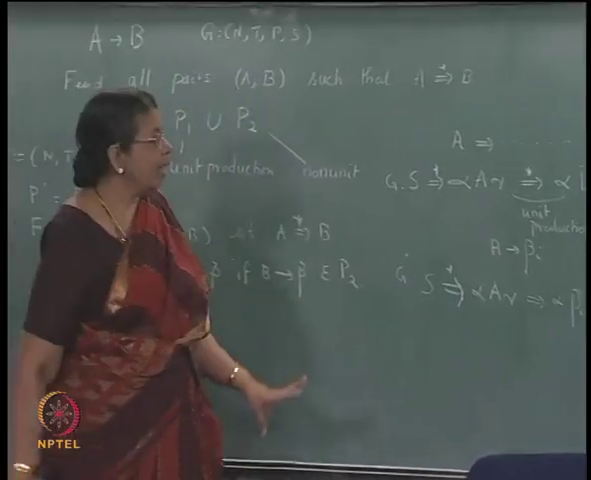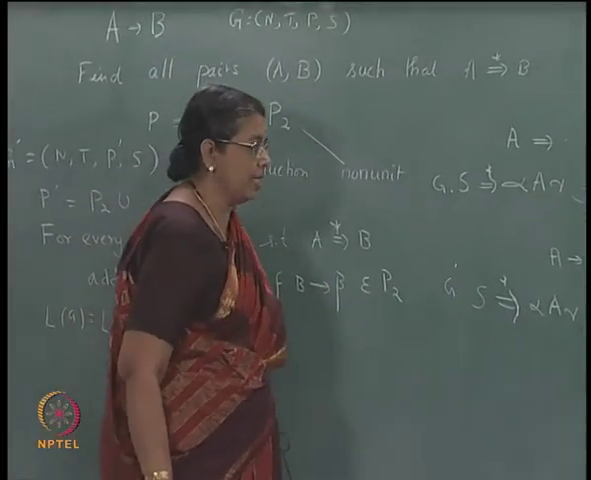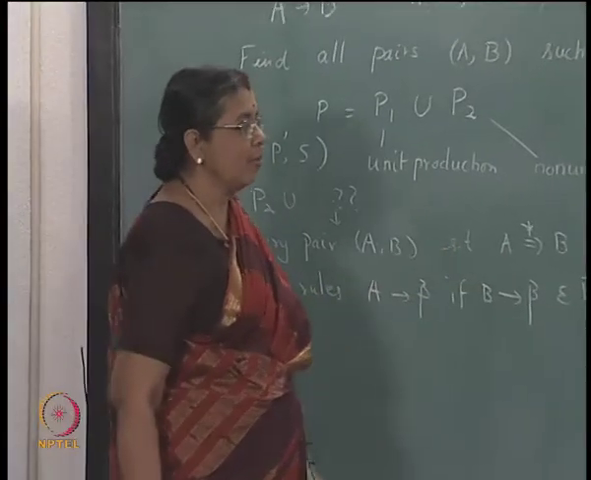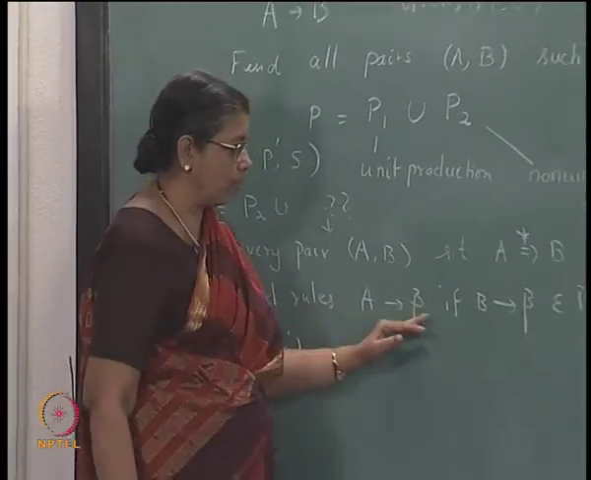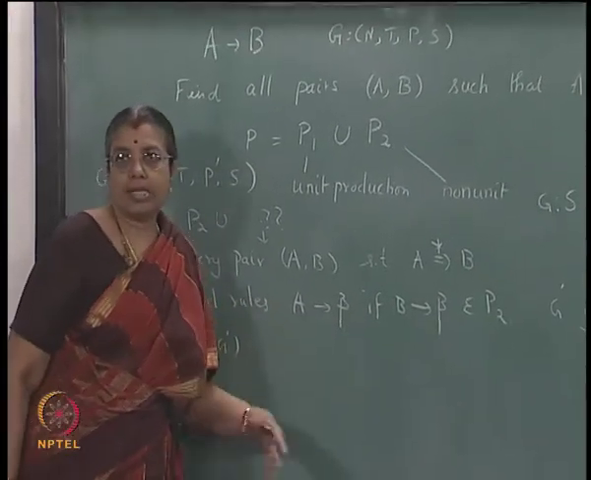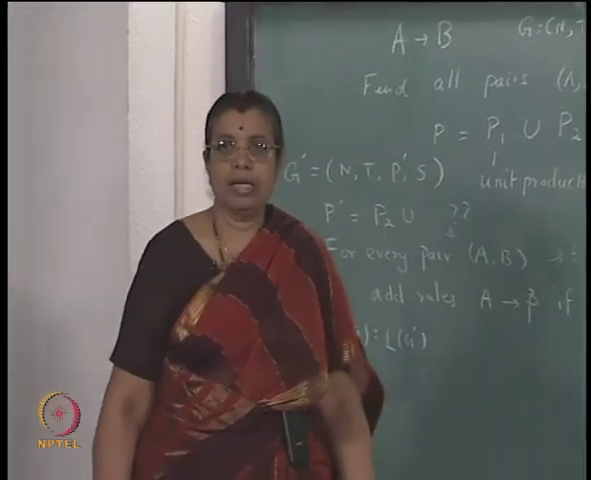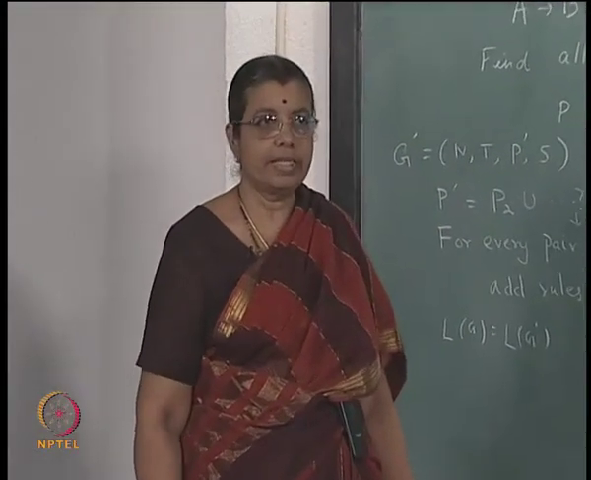Okay. So, by removing the unit productions and adding the rules of the form A goes to beta, the resultant language is not changed, the language generated is the same.